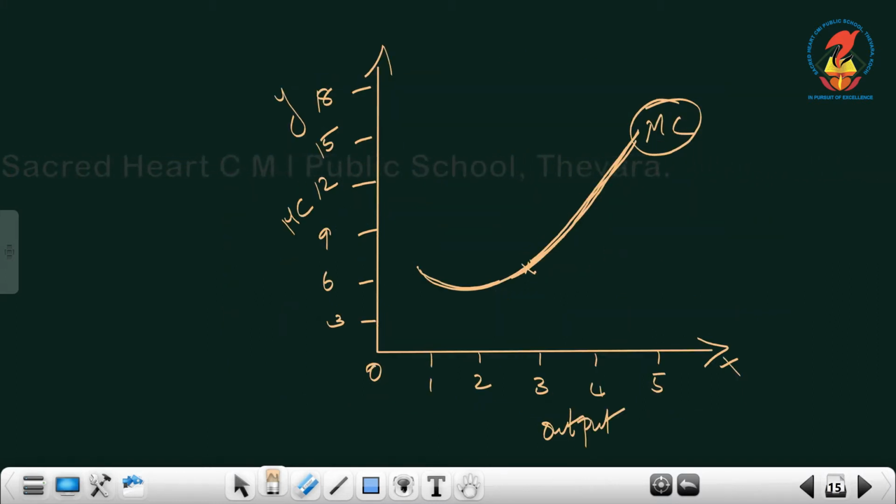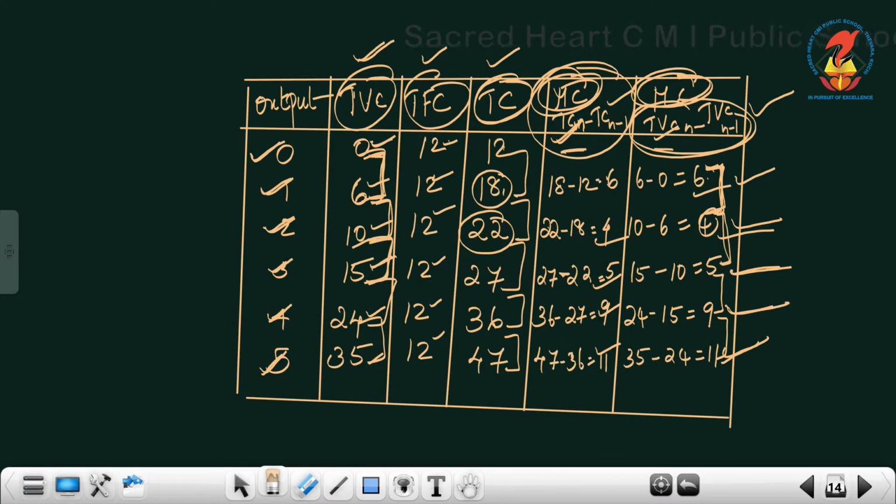Now with this, I have drawn the MC curve. When I draw the MC curve, the shape of the curve is as you can see on the board, that is a U-shaped curve. Now what is the peculiarity of the U-shaped curve? You have learned it. It initially falls, reaches the minimum, and after that it starts rising, reflecting the law of variable proportion and its stages. Now you can see it from the table. This is the value of MC. From 6 it will fall to 4. Then it starts increasing to 5, then to 9 and to 11.